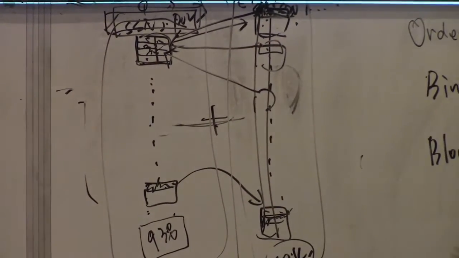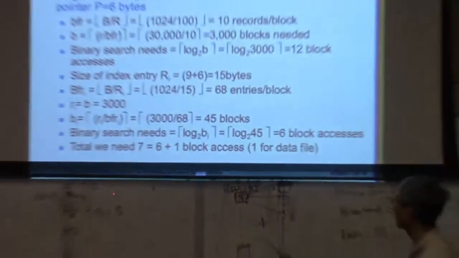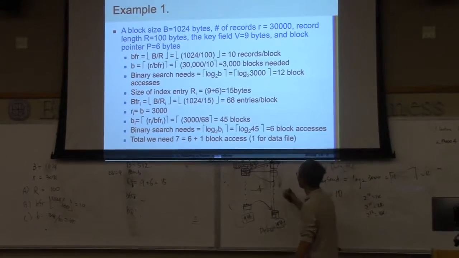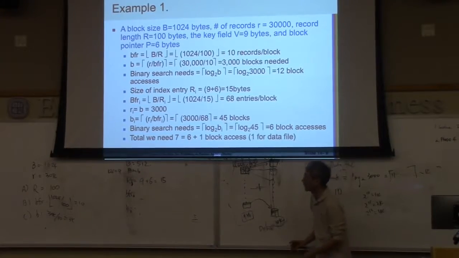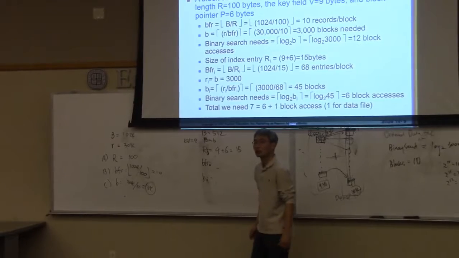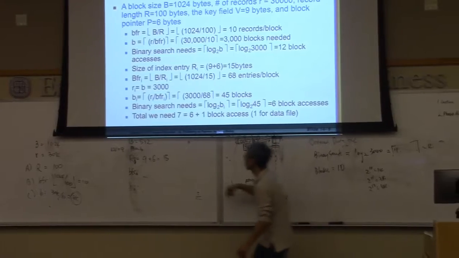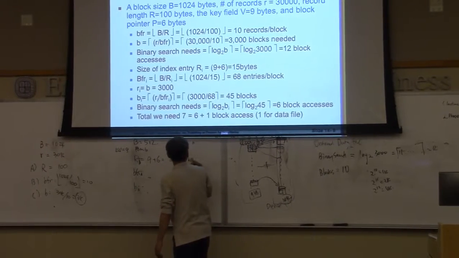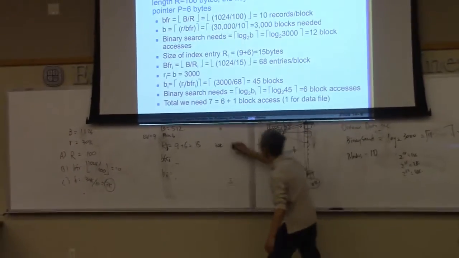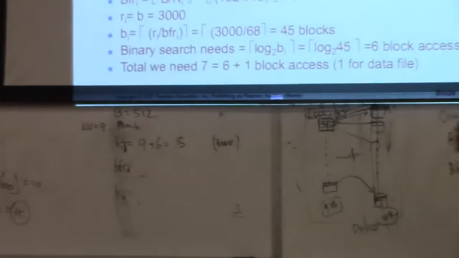To calculate that, what is the index key entry size? It's 15 bytes, we already got that. How many index key entries do we need? That is the same as the number of blocks, one entry per block. So total, not 30K, 3K: 3,000 index key entries.